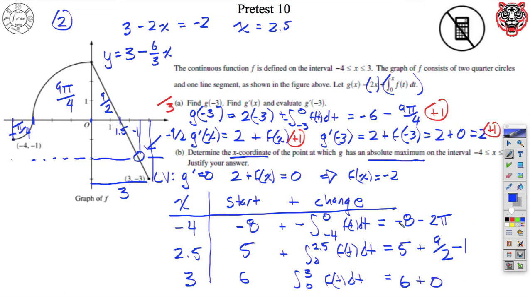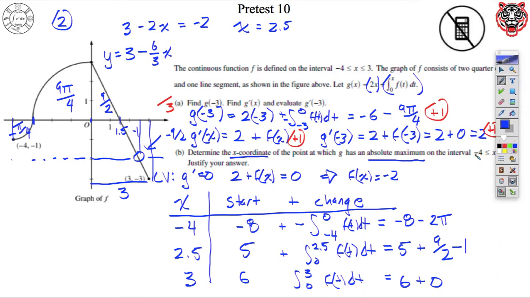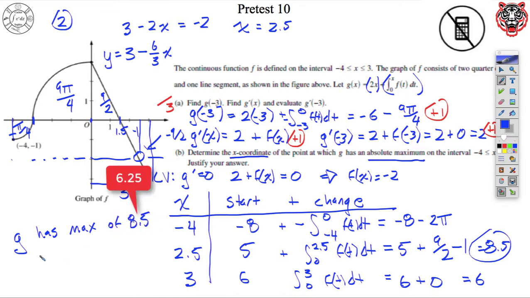When I simplify these, that's a really small number. If I simplify those, that's going to be 8.5, and that's going to be 6. Obviously the maximum was at that point. That's our way of proving it with the table. And then finally we want to have our conclusion that G has a max, and you don't need to say what the max is, but I'm going to say it anyway, of 8.5, but you do need to say this, at x equals 2.5.